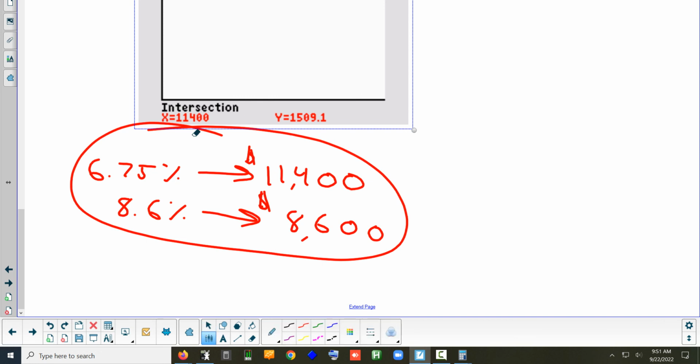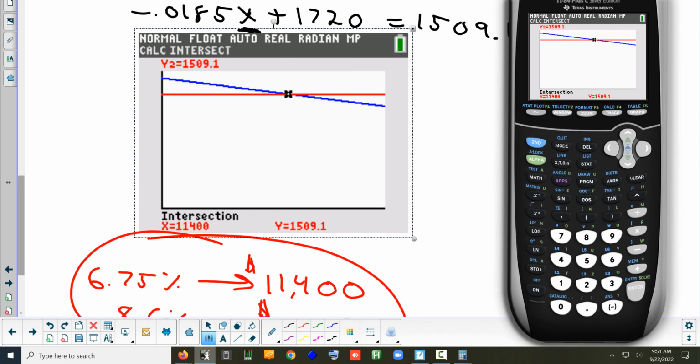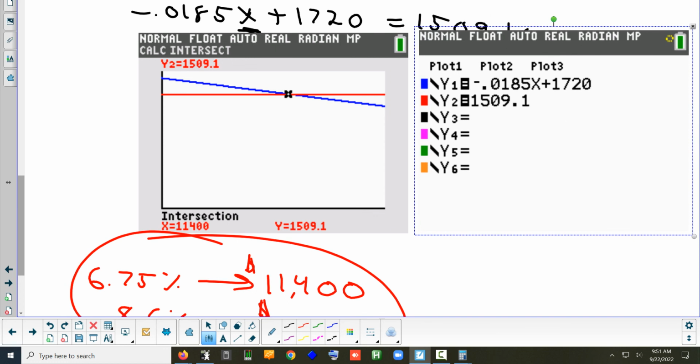Could you show what you entered again to get the graph? To get the graph, yep, we did second, calc, intersect. We hit enter on the blue. Oh no, I meant like with y equals. Oh, the y equals. Right.